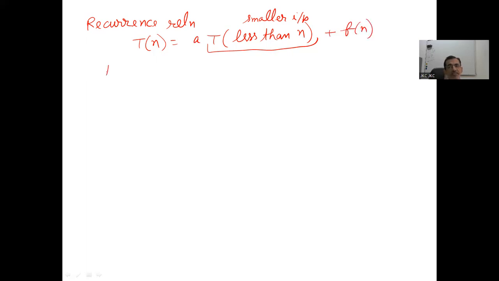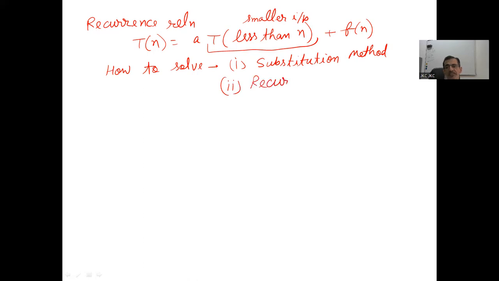How to solve this? So how to find its time complexity? For that there are three methods. First method, which is very simple but not very useful, is called the substitution method. Second method, which is again very useful and quite generic in nature, which we call the recurrence tree method.